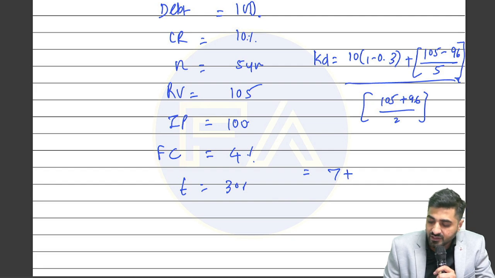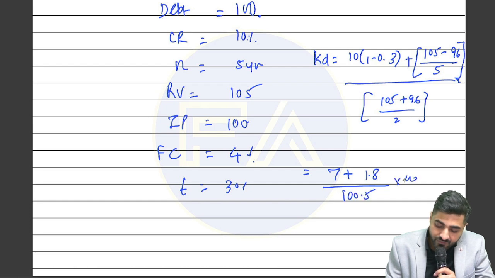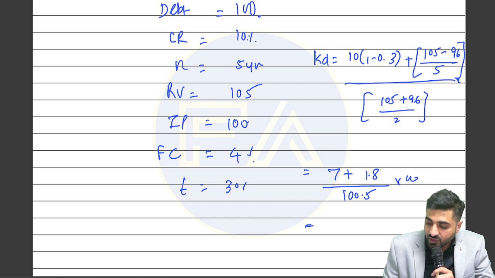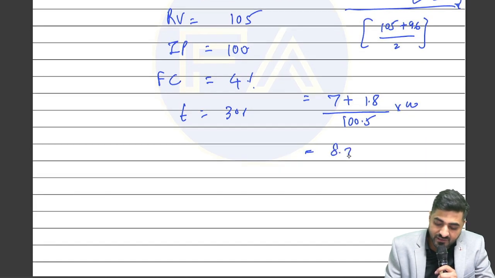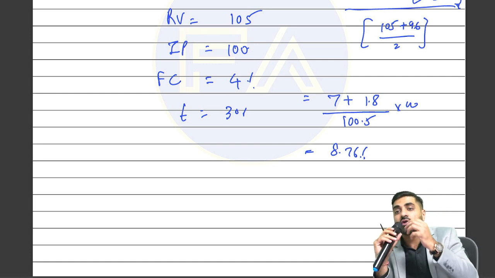What will be the KD, beta? 7 plus 105 minus 96 divided by 5, that is 1.8. Divide that by 105 plus 96 divided by 2, that is 100.5. So can I say this is 8.8? Come on, yaar. Divide by this into 100. So this should be 8.76. This is one of the ways to calculate the KD which you all know.